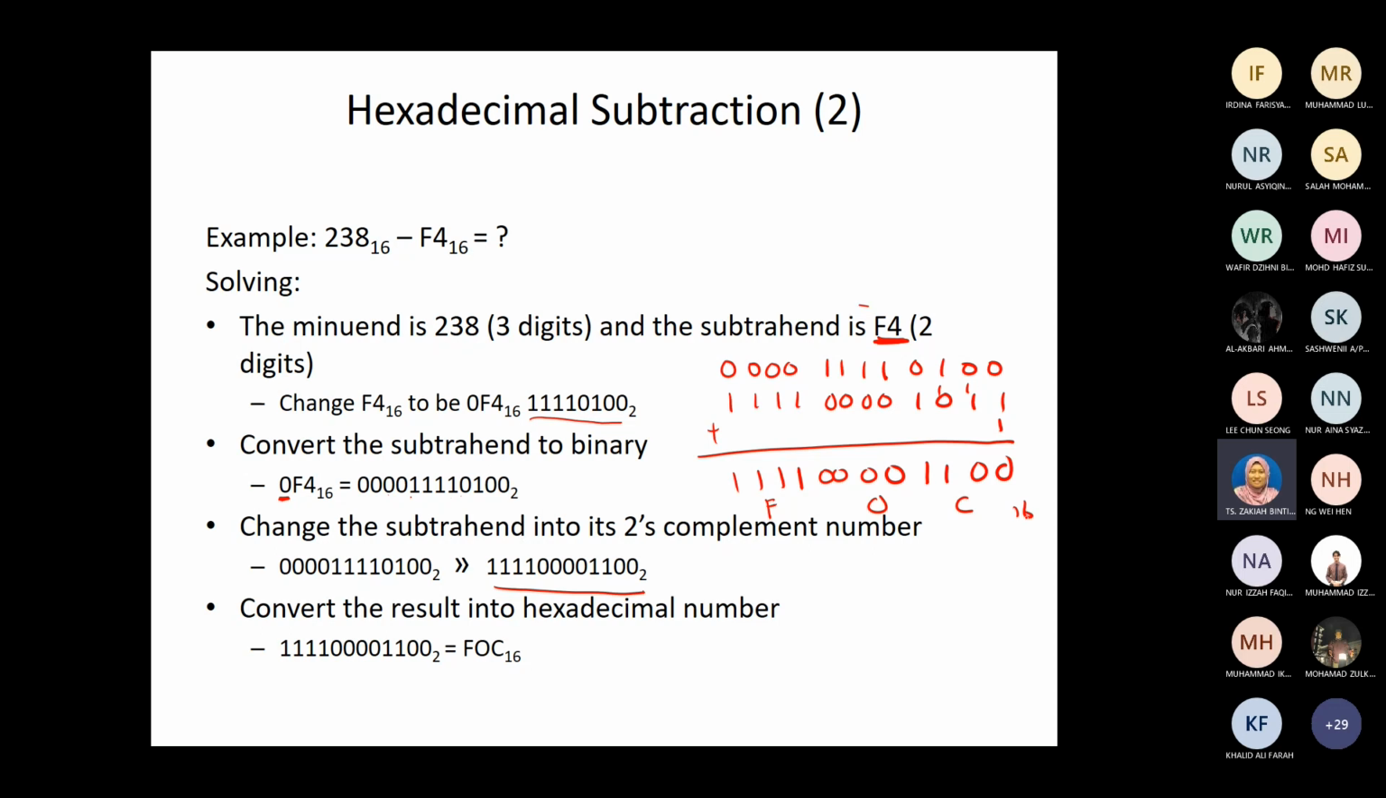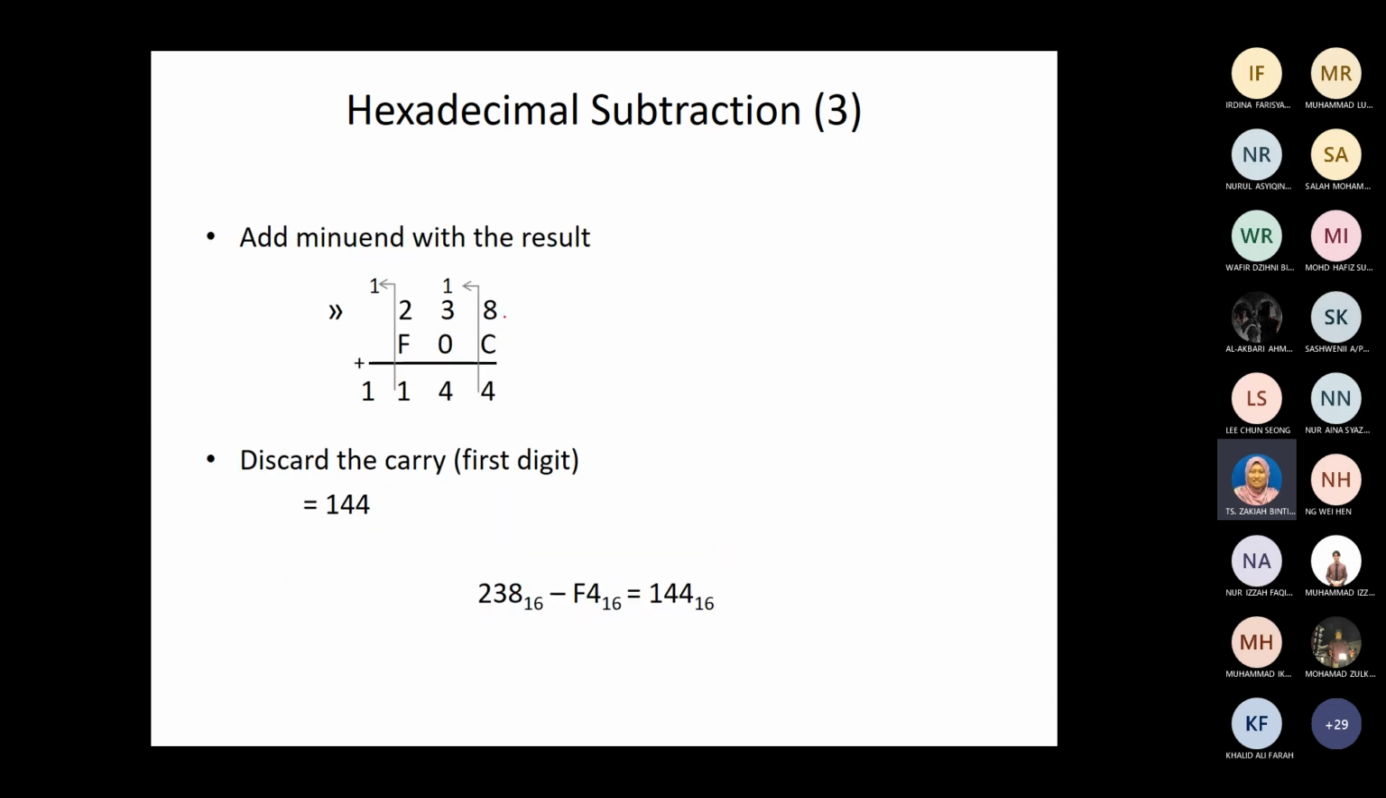And then next you will add it, as usual, as a hexadecimal addition. So 8 plus C, which is 12, right? So 8 plus 12 is 20. So 20 minus 16 is 4. So 4 here, and this one is 1, so carry forward 1. So 1 plus 3 is 4. And then 2 plus F, this is 15. So 2 plus 15 is 17. So 17 minus 16 is 1.